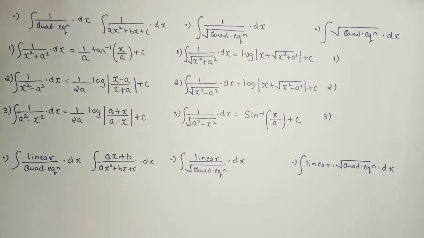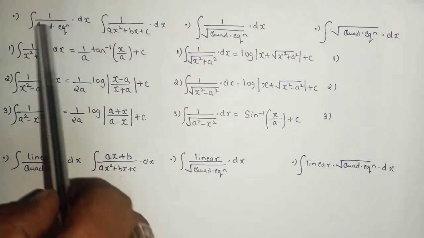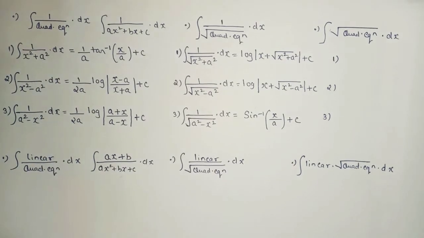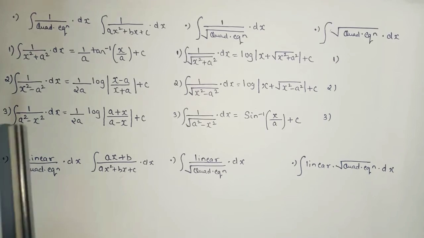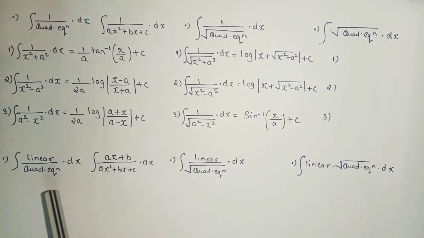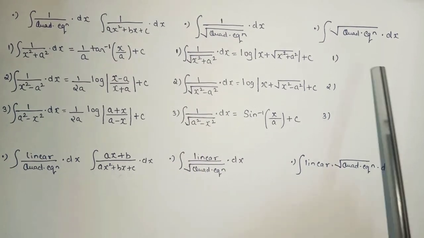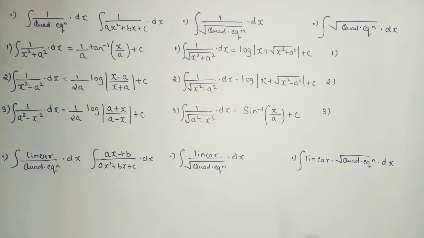Hello students, as in the last lecture we saw the sums based on type number 1, which was integral 1 upon quadratic form. As I told in the last lecture, you have to remember these types as type number 1a, type number 1b, type number 2a, type number 2b, type number 3a and type number 3b. These are the types which we will be dealing with.